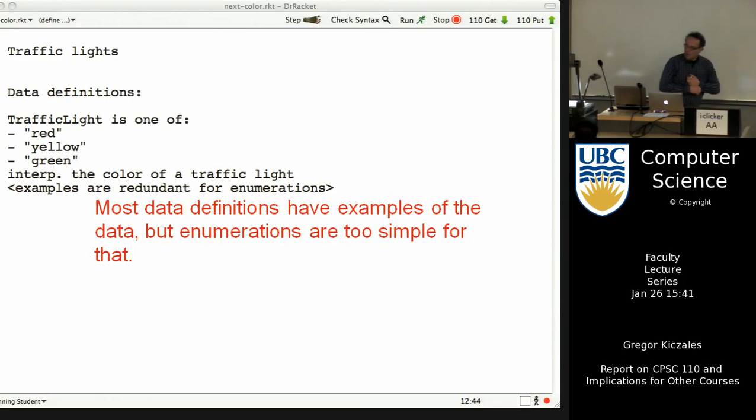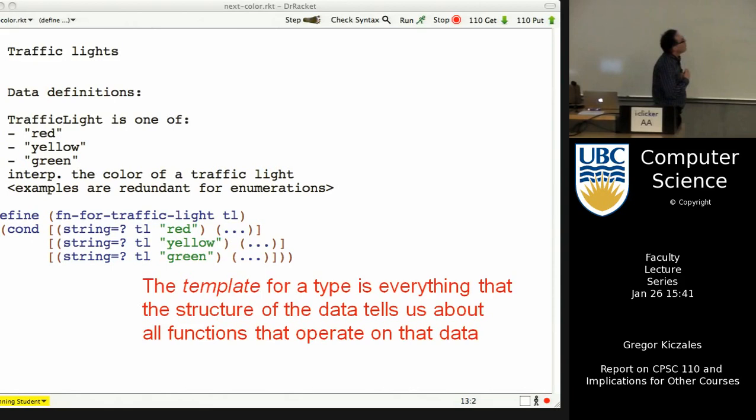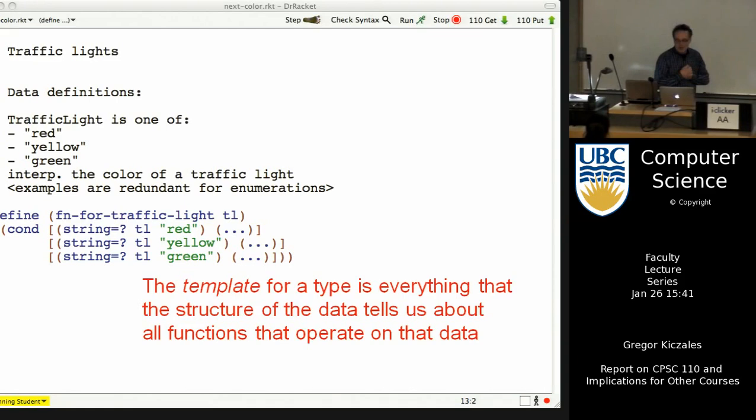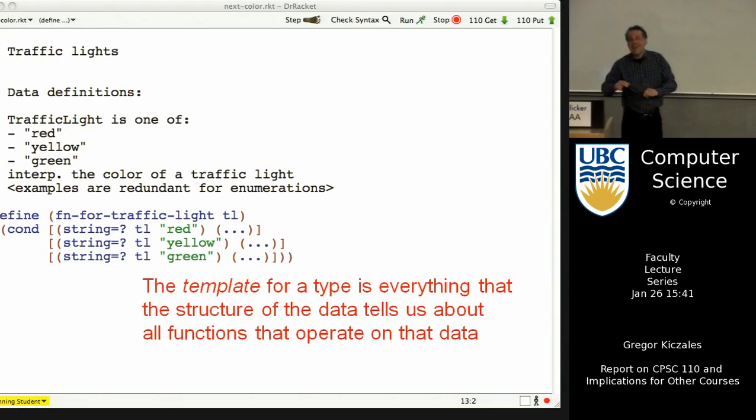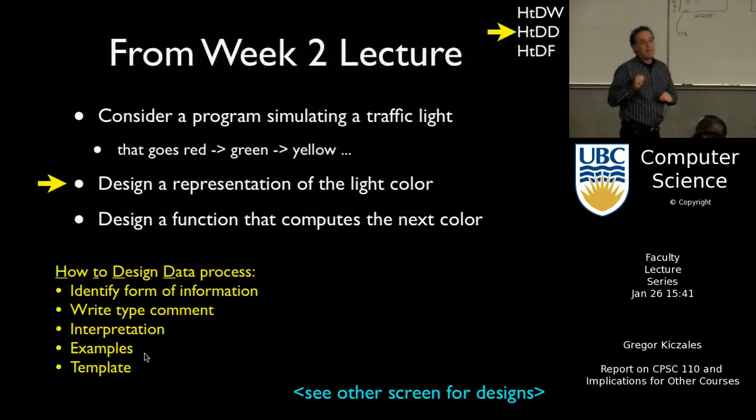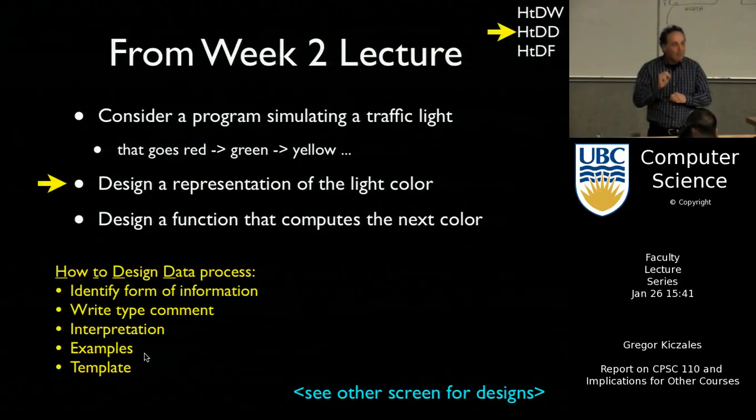Most data definitions have examples. For enumerations, it's redundant to have examples, but you'll see some examples later. And then there's a thing called a template, which is a piece of the book that we've done a great deal of enhancements on. The idea of the template is, Kathy Fisler describes it as everything you can wring out of the type comment. The way I like to describe it is the template is everything that the type tells you about every function that will operate on the data.